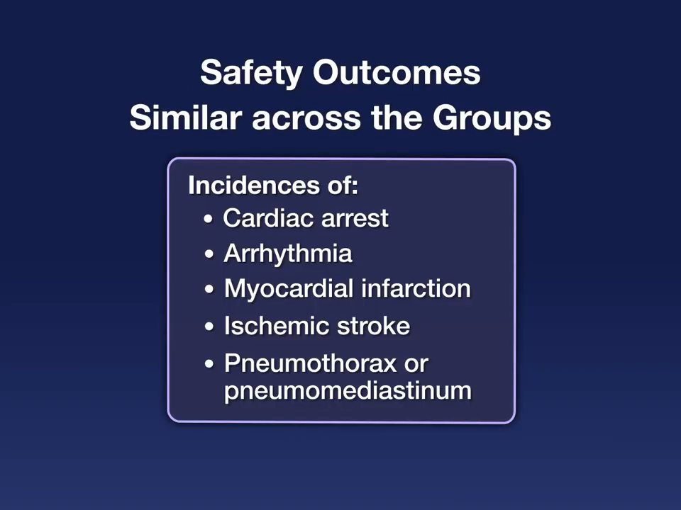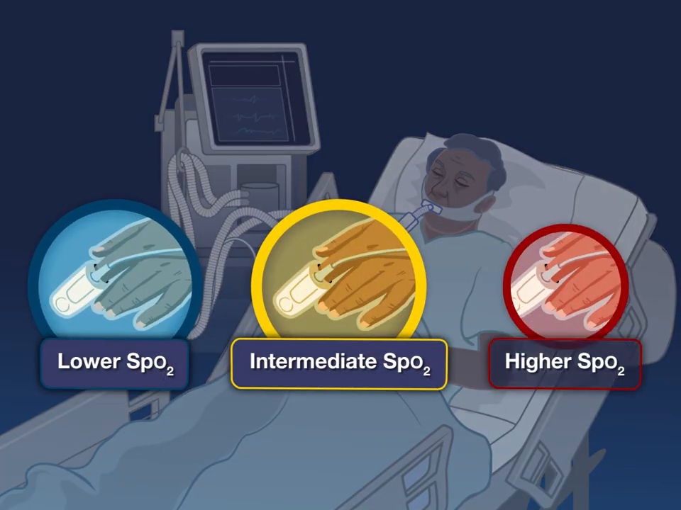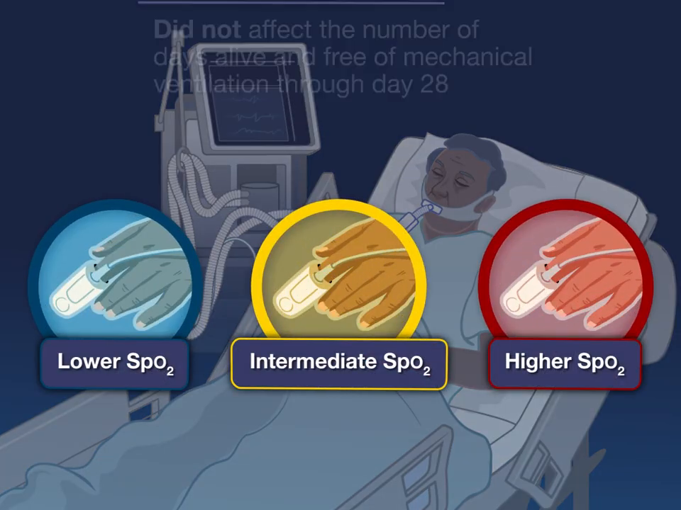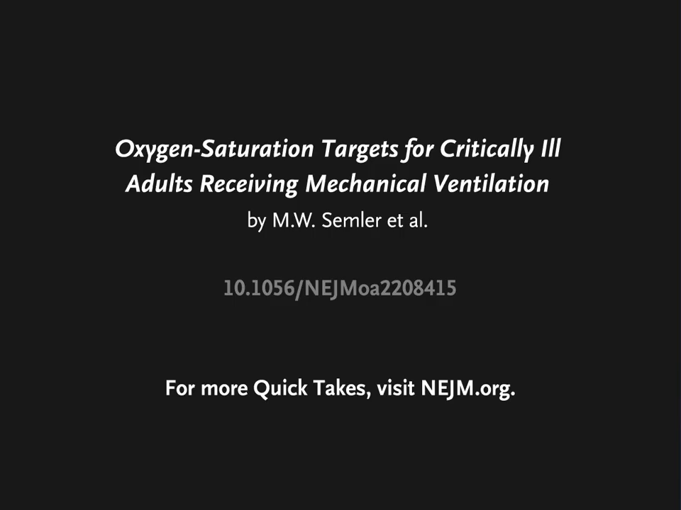across the groups. The authors conclude that among critically ill adults receiving mechanical ventilation, the use of a lower, intermediate, or higher oxygen saturation target did not affect the number of days alive and free of mechanical ventilation through day 28. Full trial results are available at nejm.org.